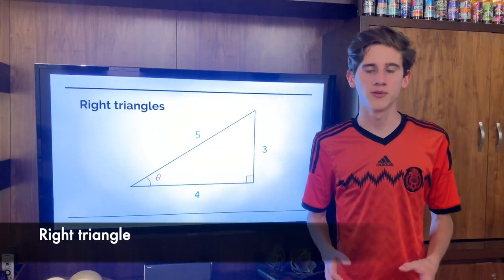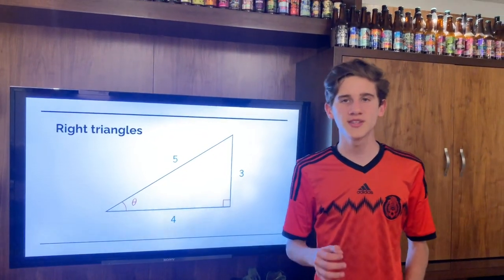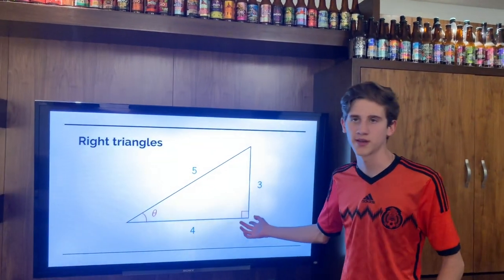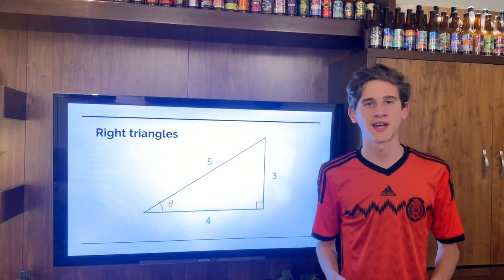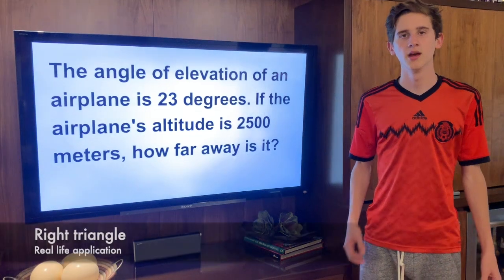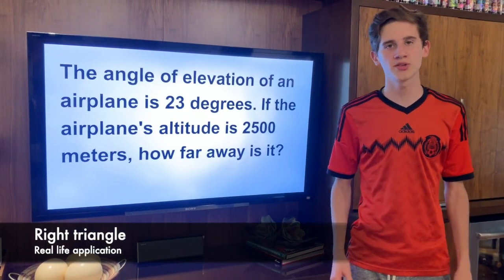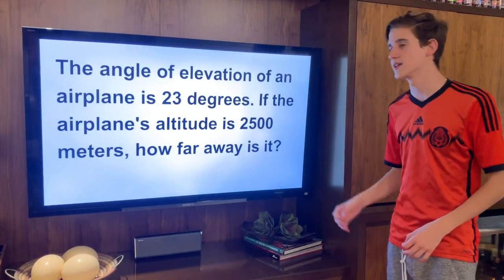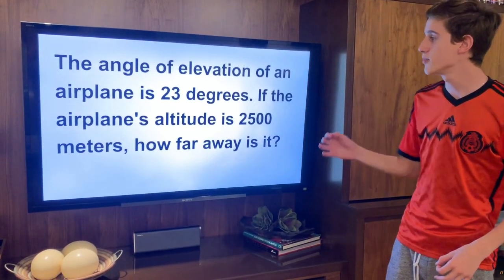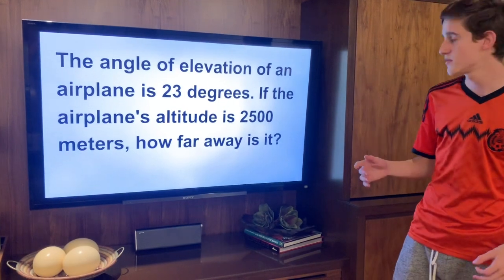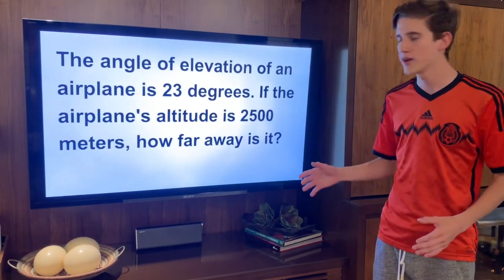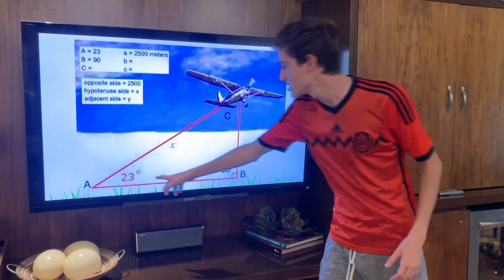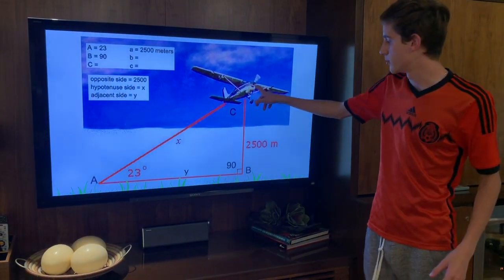A right triangle is a triangle where one of its interior angles is a right angle, which is an angle of 90 degrees. Here we have a real-life application of our right triangle. The angle of elevation of an airplane is 23 degrees. If the airplane's altitude is 2,500 meters, how far away is it? Here we have our 23-degree angle, and here is the airplane.